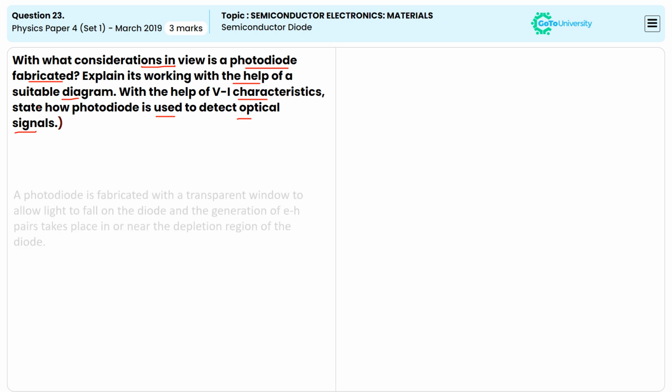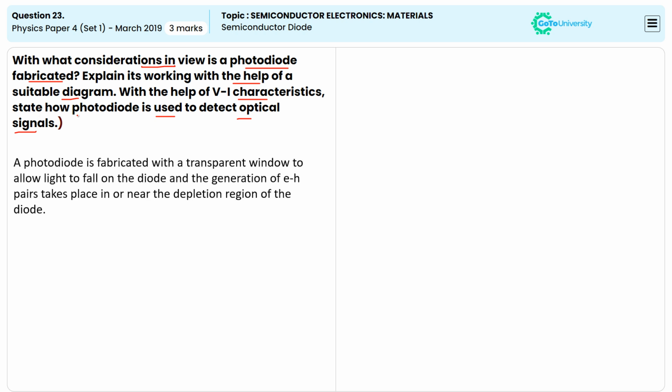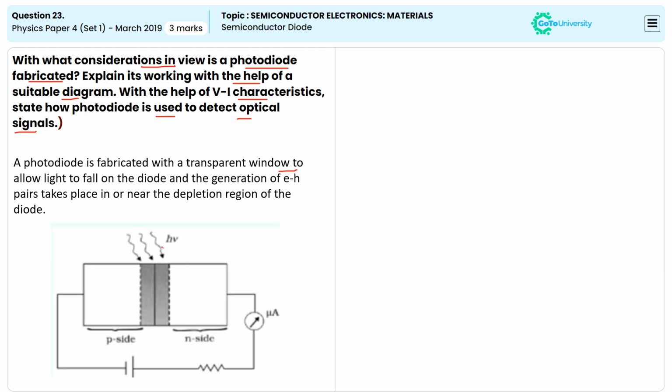A photodiode is fabricated with a transparent window to allow light to fall on the diode, like this, transparent window, and the generation of electron-hole pairs takes place in or near the depletion region of the diode. So this is the circuit: a transparent window, P side and N side, and a battery is connected.